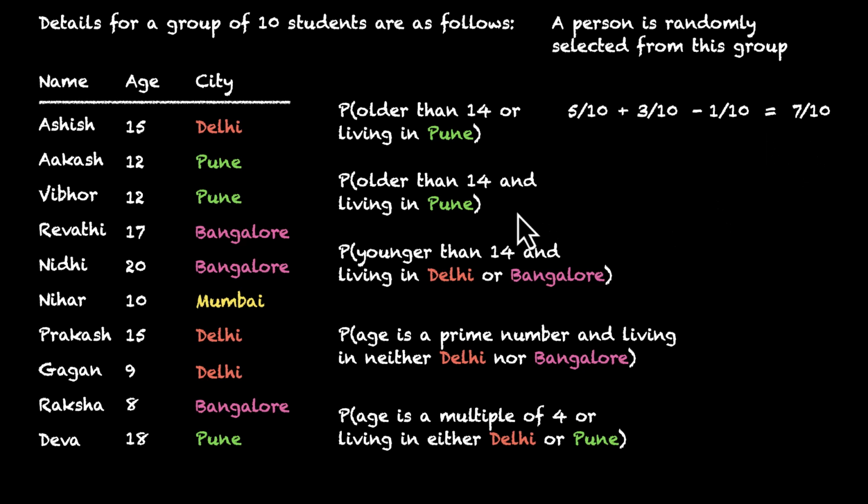Let's solve the next one. Older than 14 and living in Pune. We've already done that. There's only one, Deva, who's older than 14 and lives in Pune. So that's just going to be 1 by 10. Let's look at the next one.